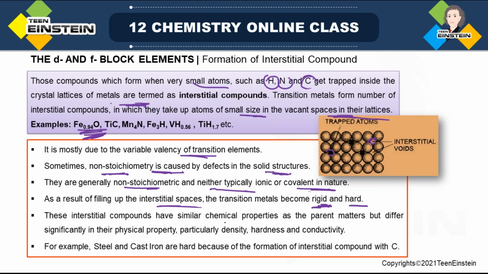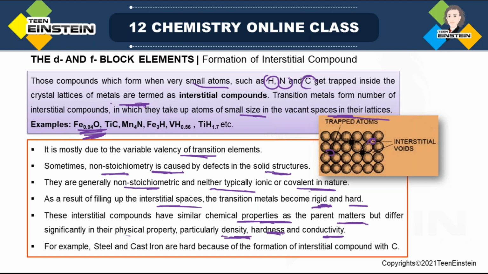These interstitial compounds have similar chemical properties as the parent metal. That means if you compare the chemical properties with and without trapped atoms, they are almost the same. But for physical properties, there will be a huge change, especially density, because volume is fixed but mass is changing as extra atoms are inserted. So obviously density will increase. Hardness will also increase because rigidity is now high.